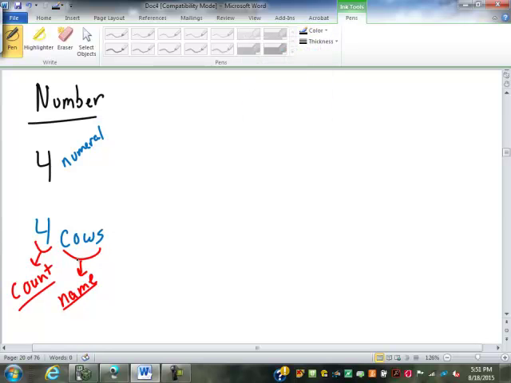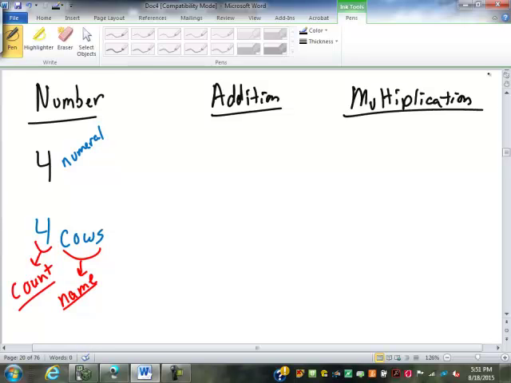So let's look at those two parts of a number in our most basic math operations. Addition and multiplication. Some of you might be thinking, where did subtraction go? Subtraction and addition are really the same operation, just done forward and reverse. So anything that applies to addition also applies to subtraction. And the same with multiplication and division.